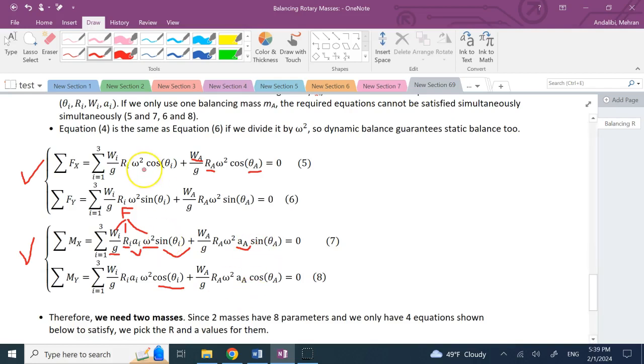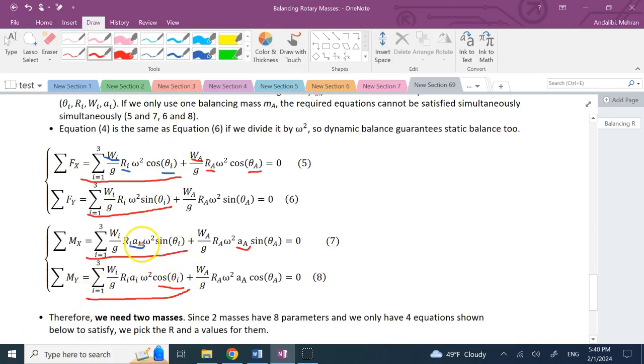So, let's say the numbers for the 3 W's and 3 R's and 3 thetas and the 3 A's are all given. So let's say all of this information in blue that I underlined is given to me. Can I satisfy all the 4 equations? Well, let's find out. If I plug in the numbers, I get a number for this whole thing. This is going to be a number, this is going to be a number, and this is going to be a number. I get 4 numbers for them.